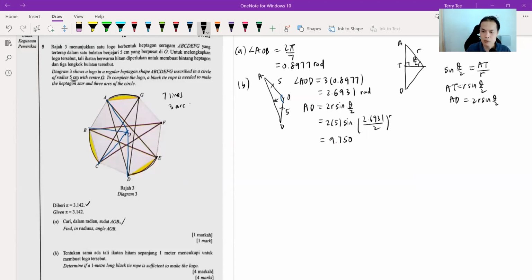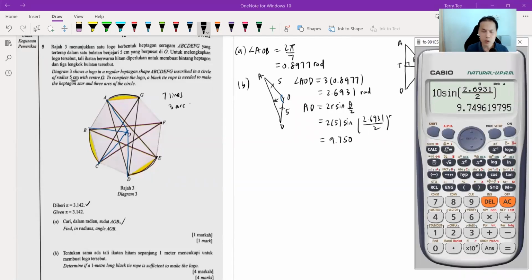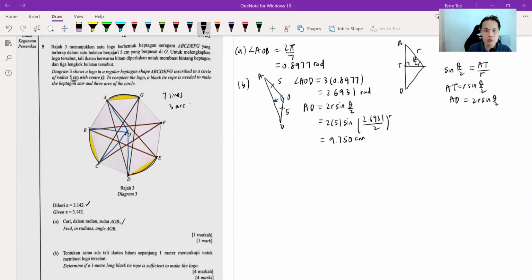9.750, yeah. If you notice, there's no need for such an accurate answer. 9.750 is good enough. That's the length of AD. Okay, so the length of the rope, as I said earlier, is 7 times this length. Sorry, I still need to do one thing. I need to find the length of arc AG, or BG. Let me do one by one.